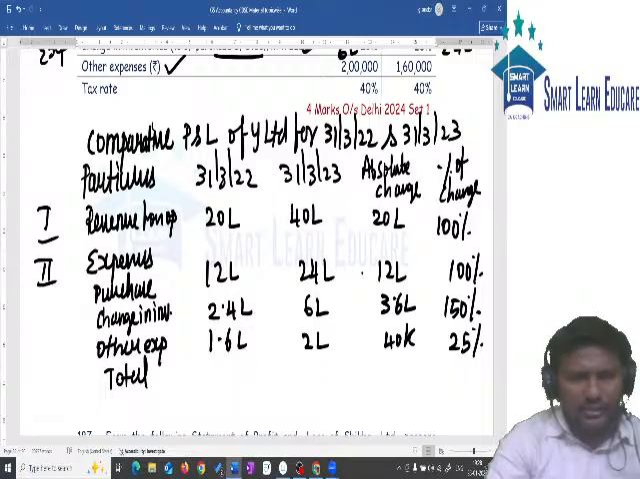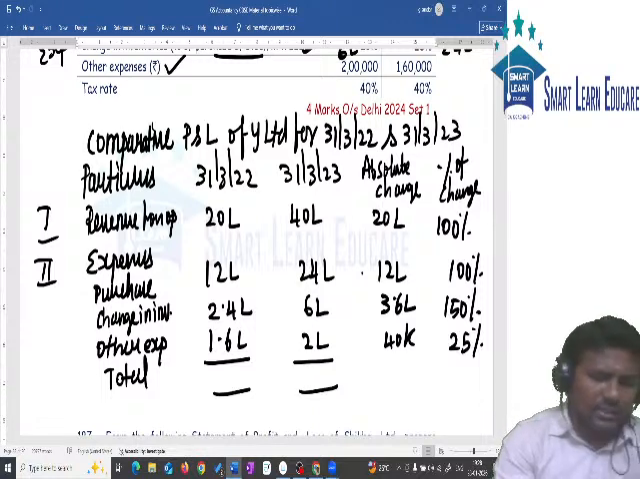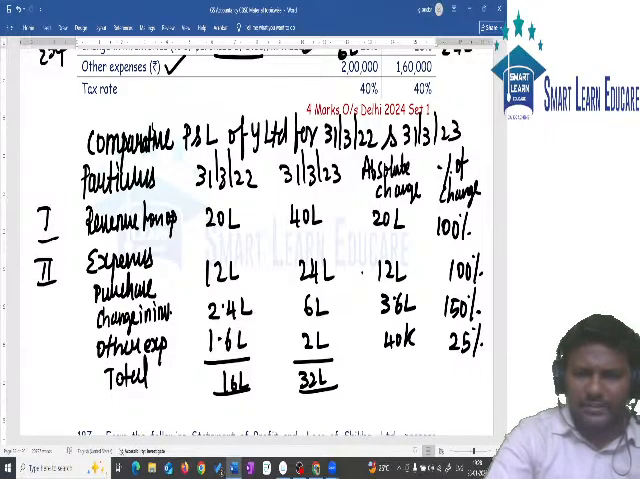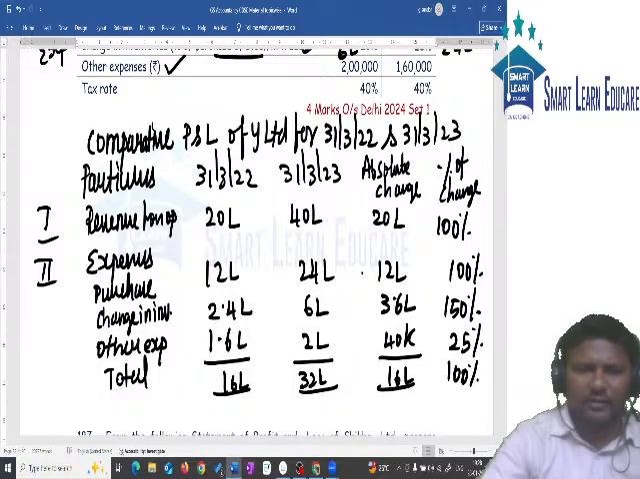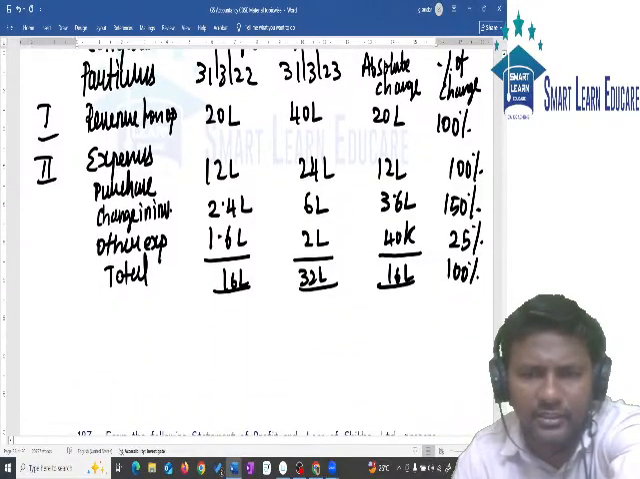Other expense is done, then total expense. Total the expenses once. 12 lakh plus 2 lakh 40,000 plus 1 lakh 60,000 is 16 lakh. Similarly, 24 plus 6 plus 2 is 32 lakh. So expenses increased by 16 lakh. The percentage change is 100 percentage.